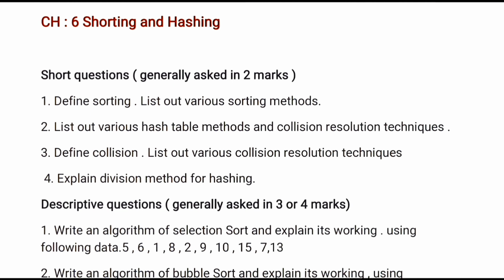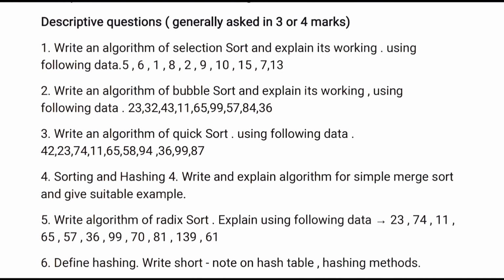1. Write an algorithm of selection sort and explain its working using following data points: 5, 6, 1, 8, 2, 9, 10, 15, 7, 13, 2. 2. Write an algorithm of bubble sort and explain its working using following data: 23, 32, 43, 11, 65, 99, 57, 84, 36, 3. 3. Write an algorithm of quick sort using following data: 42, 23, 74, 11, 65, 58, 94, 36, 99, 87, 4.